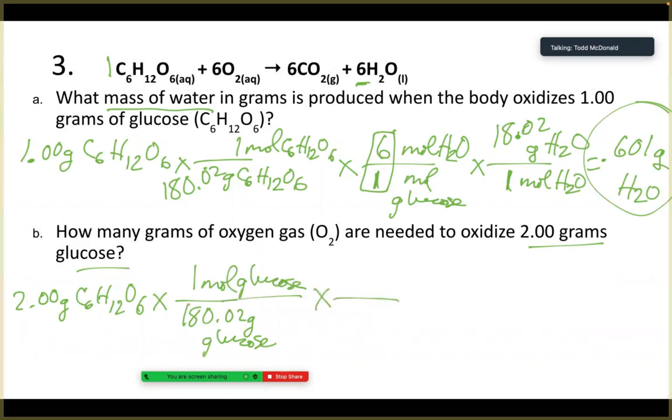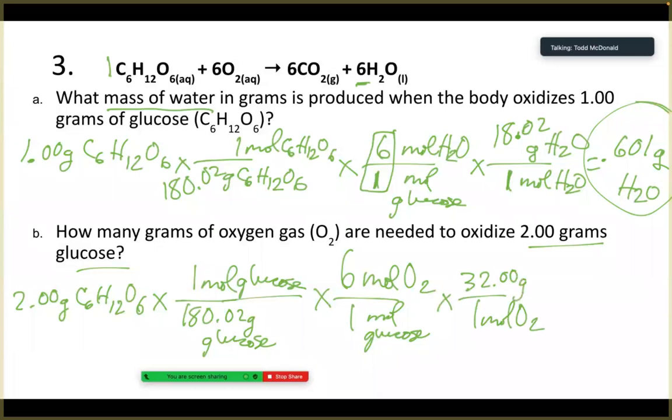Second step is to get rid of moles of glucose and go to moles of O2. This ratio, if you look closely in the balanced equation, this is also a 6-to-1 ratio. So it looks very similar, although we're in a different substance. Last step of the process, get rid of moles of O2. And the molar mass, if you don't know it, is 32.00 grams of O2 per mole.